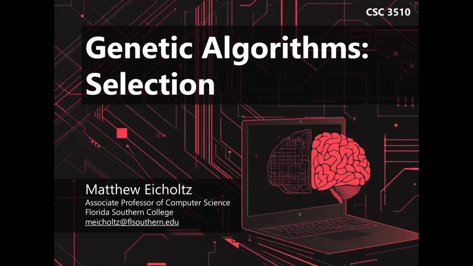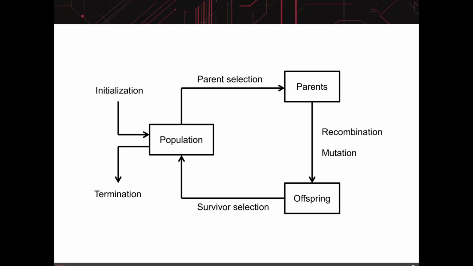In this video, we'll talk about methods for selection in genetic algorithms. In other words, how do we choose parents and survivors in this loop? Let's start by talking about parent selection.